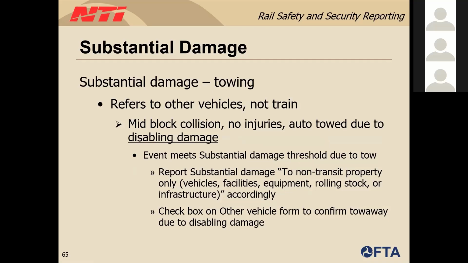Then, from the list of damage identifier options, choose non-transit property only: vehicles, facilities, equipment, rolling stock, or infrastructure, accordingly. Then on the other vehicle form, answer yes to the question, was this vehicle towed from the scene due to disabling damage as a result of the collision?